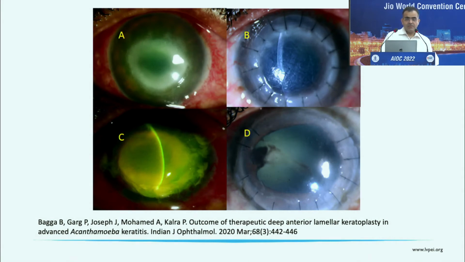This is not free of complications, as we can see the recurrence. In this particular case, we got a recurrence, and the very interesting thing, the recurrence is presenting as an interface stromal cellularity with a lot of pigments on the endothelium. This should be suspected as recurrence, but we continued steroids thinking this is a stromal inflammation, but it presented like that, and then we landed up doing penetrating keratoplasty after that.